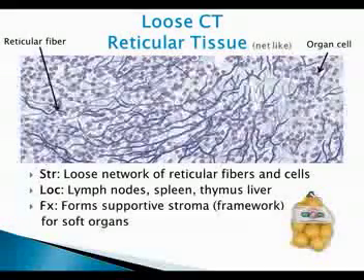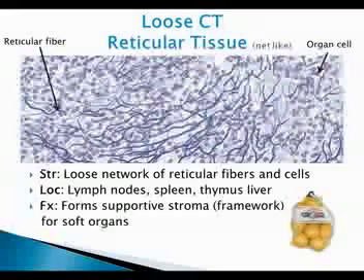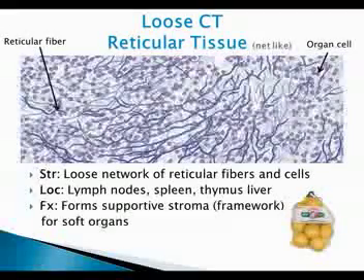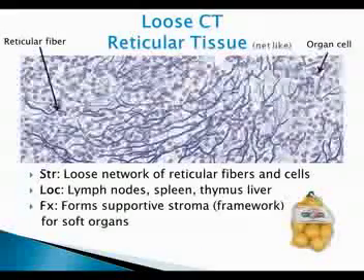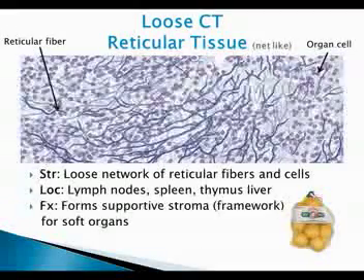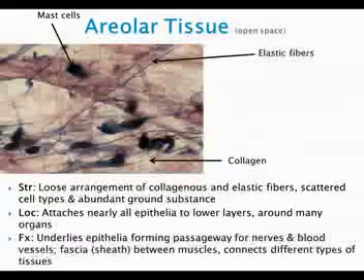And so the key structures within here are these nematode or worm-looking things that are called the reticular fibers, and then organ cells, which also almost look like speckles or seeds intermixed.